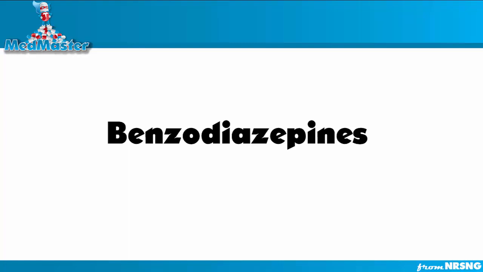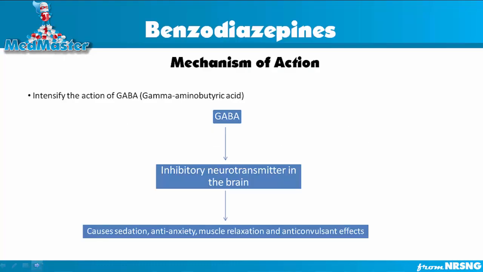Benzodiazepine. Today we're going to go over benzodiazepines, one of the most widely used medications in hospital settings. First of all, let's take a look at the mechanism of action of benzodiazepines.